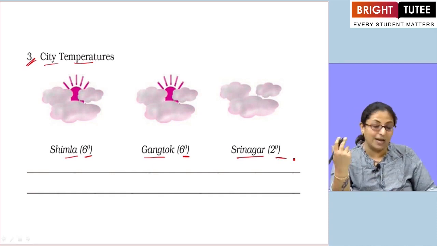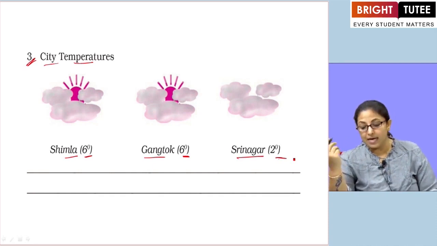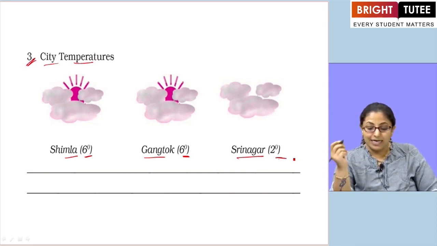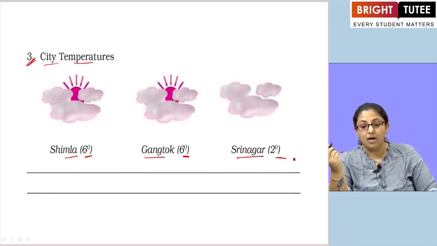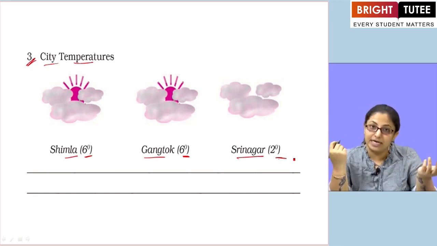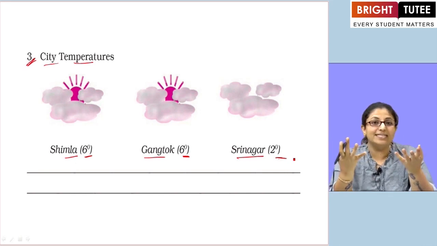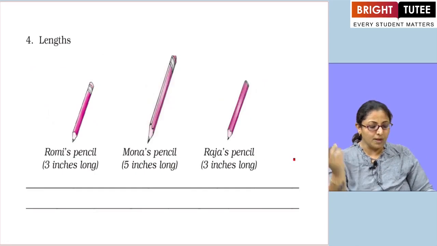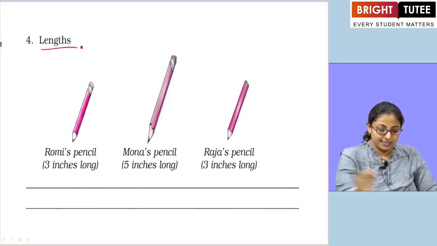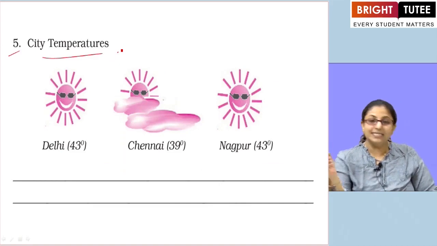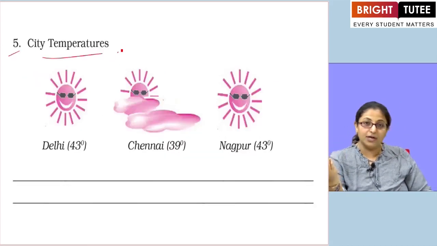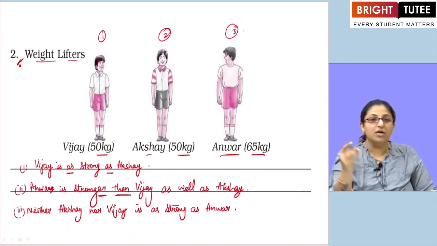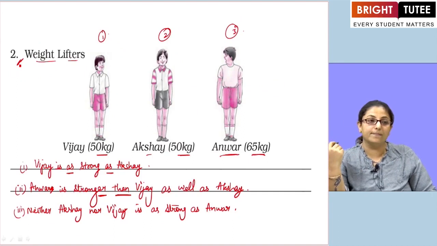For example, I'll give you one example of the sentence. We can write Srinagar is colder than Gangtok and Shimla. Shimla and Gangtok are hotter than Srinagar, right? So the kind of sentences we are framing have a degree of comparison. It is similar with the lengths and similar again with the city temperatures. So this part you have to do on your own. I have given the first one and second one to you. Third, fourth, fifth you can do on your own.